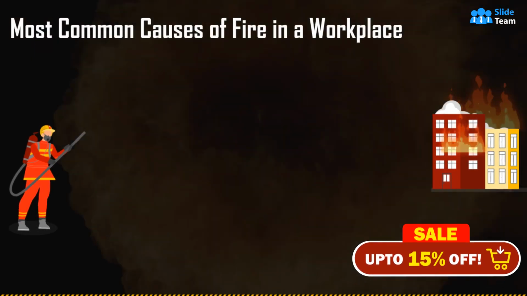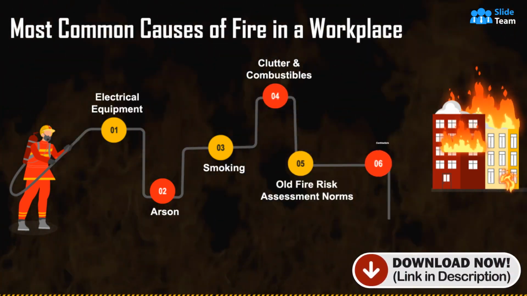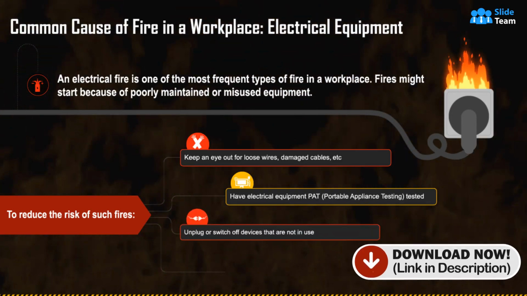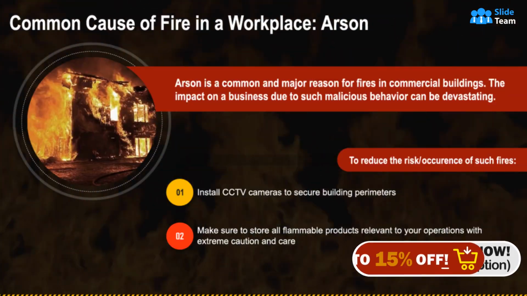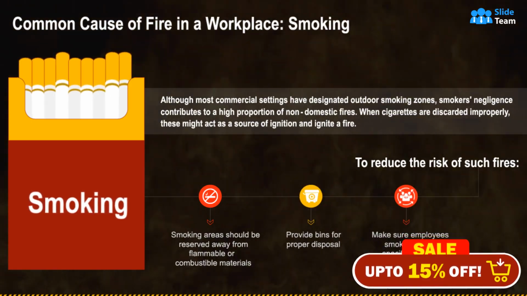This PowerPoint module in detail covers the most common causes and strategies to reduce the risks of fire occurrence. Common causes of workplace fire discussed are electrical equipment, arson, smoking, clutter, combustibles, and human negligence.